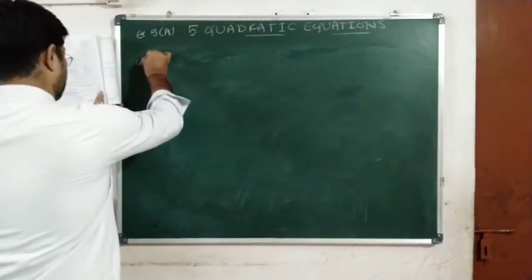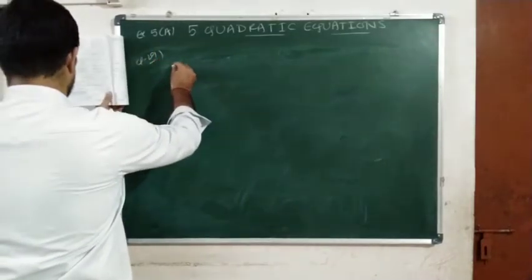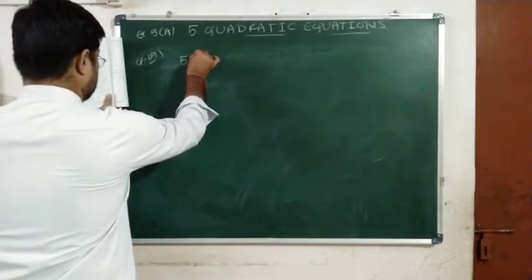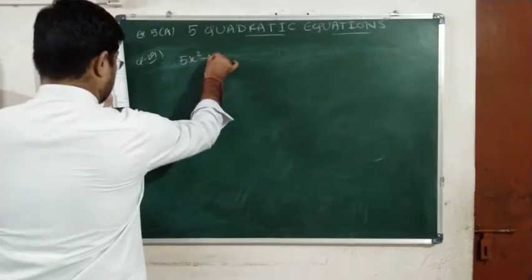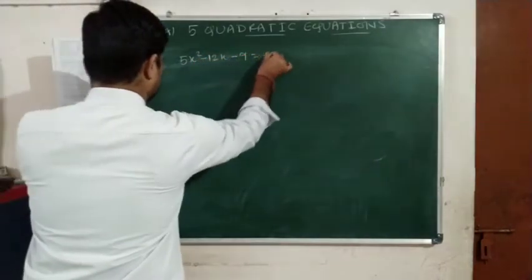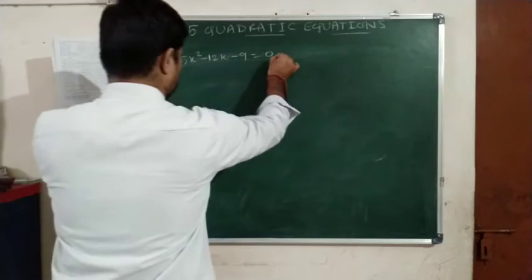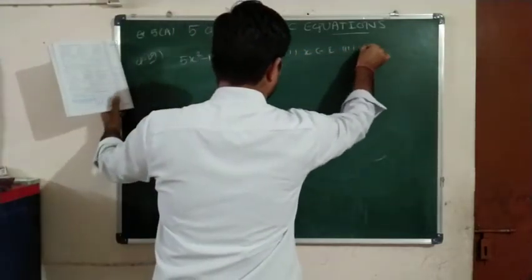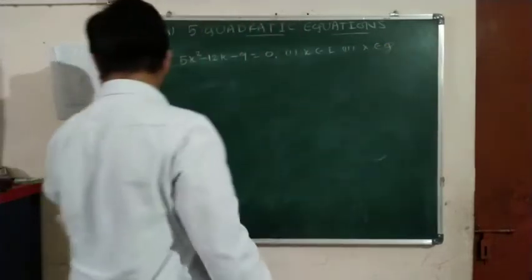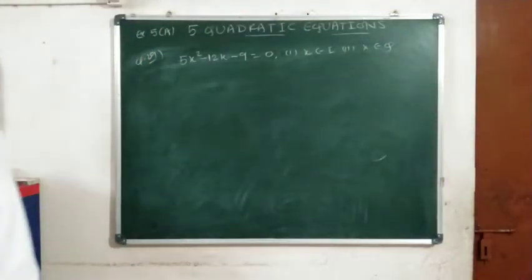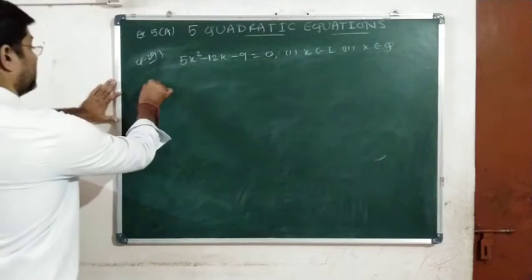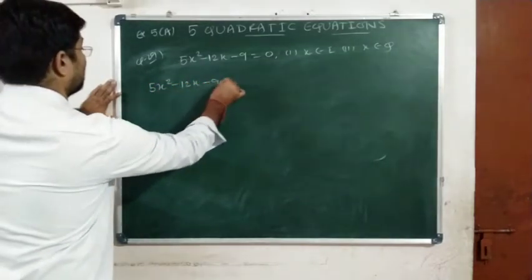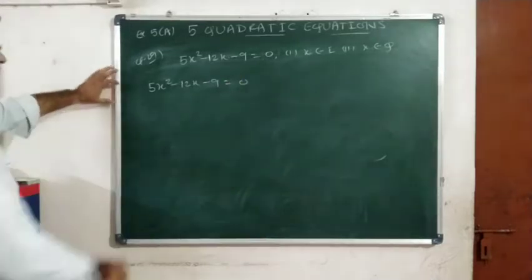Okay, question number 29. 5x square minus 12x minus 9 is equal to 0. Solve it when x belongs to I, and second when x belongs to Q, the set of rational numbers. So the given quadratic equation is 5x square minus 12x minus 9 is equal to 0.